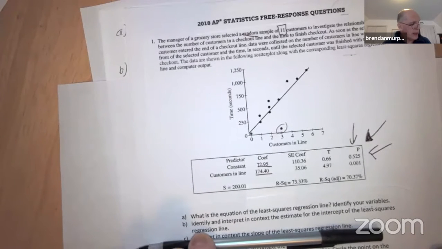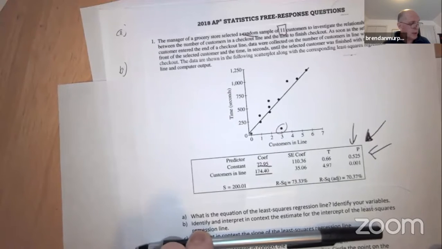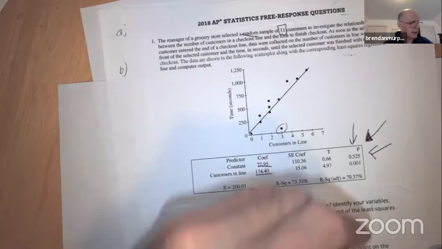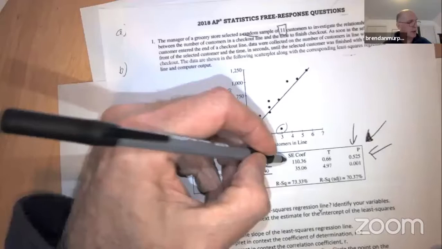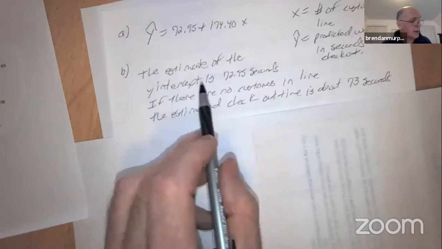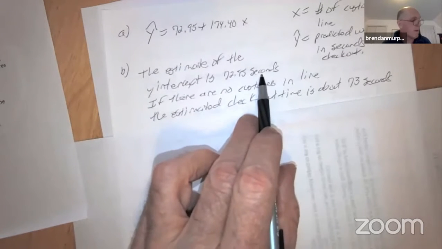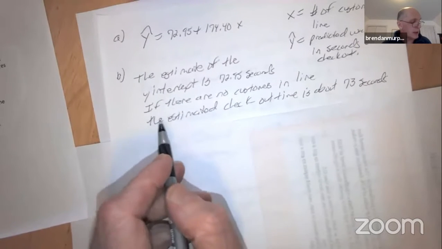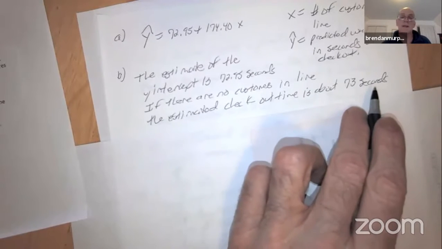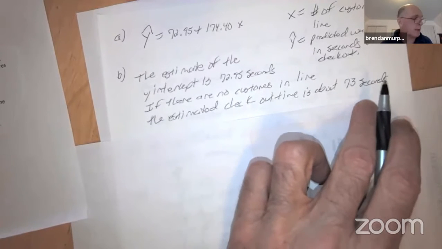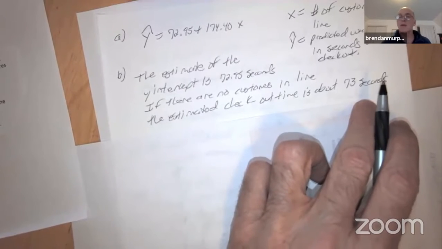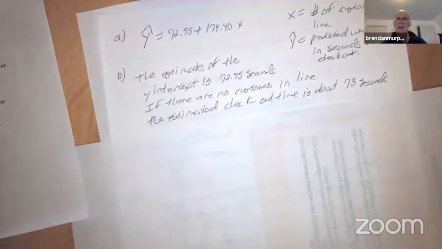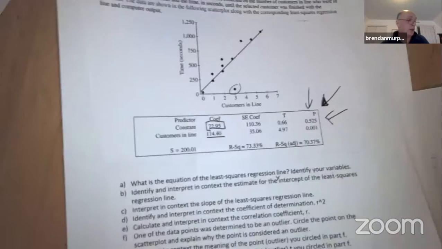Part B, identify and interpret in context the estimate for the intercept of the least squares regression line. So I guess obviously that's the y-intercept, right? And so that's the 72.95. And so I said the estimate of the y-intercept is 72.95 seconds. If there are 0 customers or no customers in line, the estimated checkout time is about 73 seconds. I don't grocery shop most weeks. My wife does it for me, but that feels okay. No one's in front of me. It takes me a minute or so to check out. That sort of felt logical and reasonable to me.